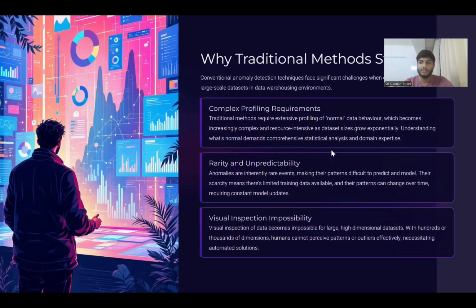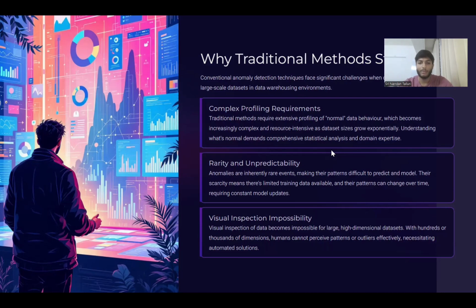Why traditional systems fail. Conventional anomaly detection techniques face significant challenges. Now let's understand why traditional anomaly detection methods are not always effective. Most traditional methods focus on understanding what normal data looks like. But in real-world datasets, defining normal behavior is extremely difficult because data is often complex and constantly changing.